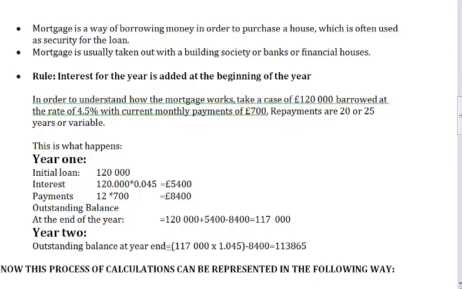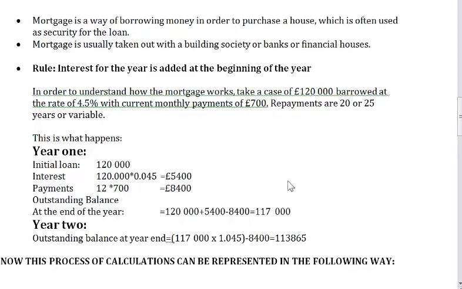And I put it as a case on this video. I'm saying exercise. I borrowed £120,000, which is for first time buyers, at 4.5% current interest rate, and monthly payments £700. Repayments maybe 20 or 25 pounds. You can borrow money.